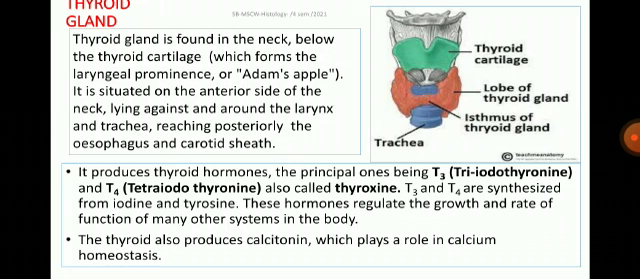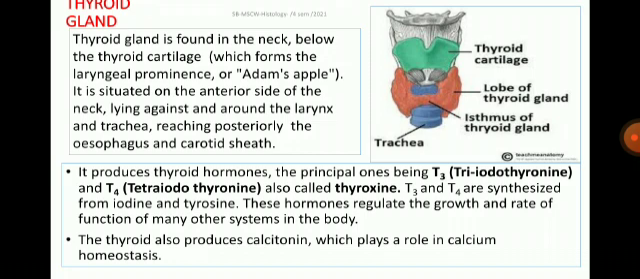So thyroid gland as such is a butterfly shaped gland located in the anterior neck on the trachea, just inferior to the larynx. It has two lobes, and the two lobes are connected by a median tissue mass called the isthmus. The thyroid gland is the largest pure endocrine gland in the body.